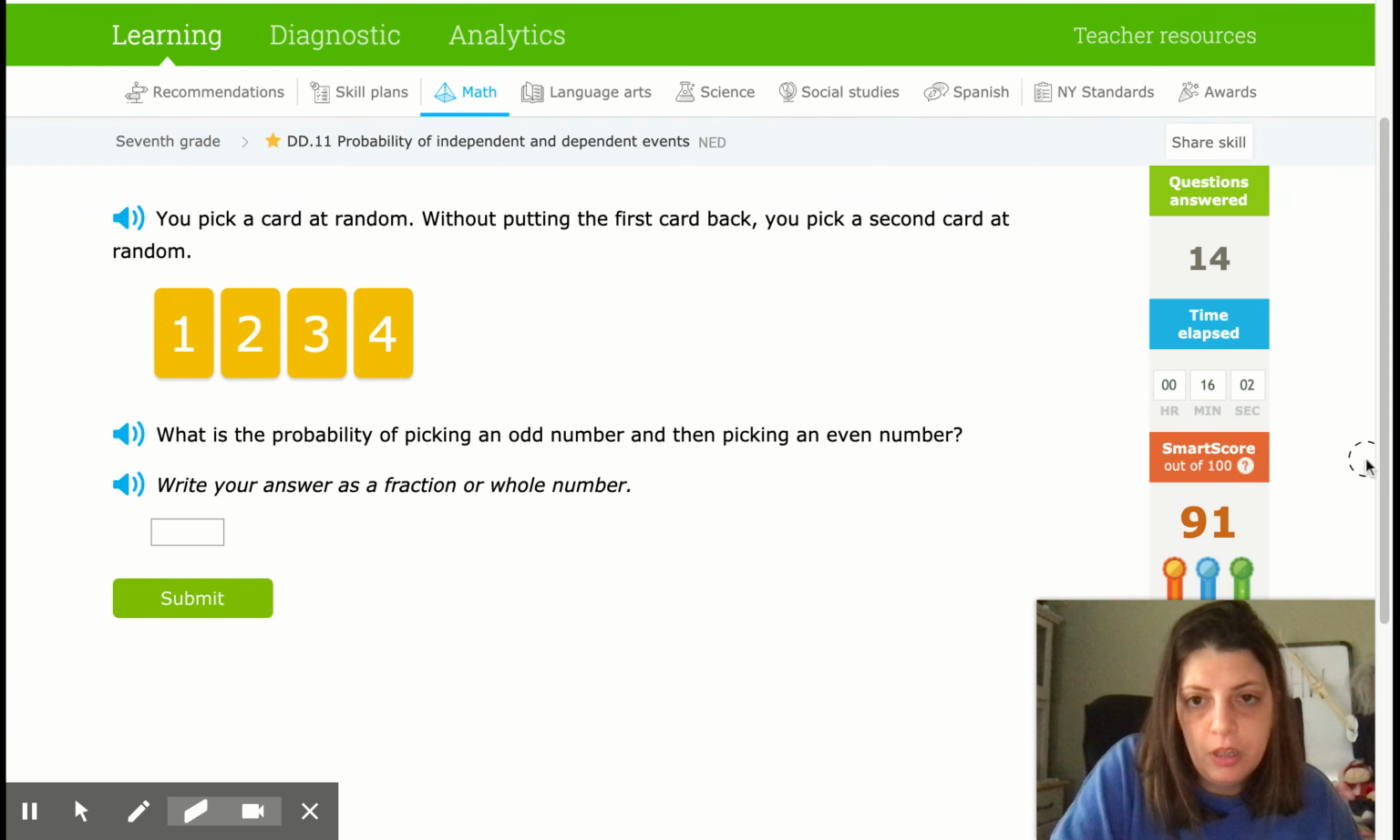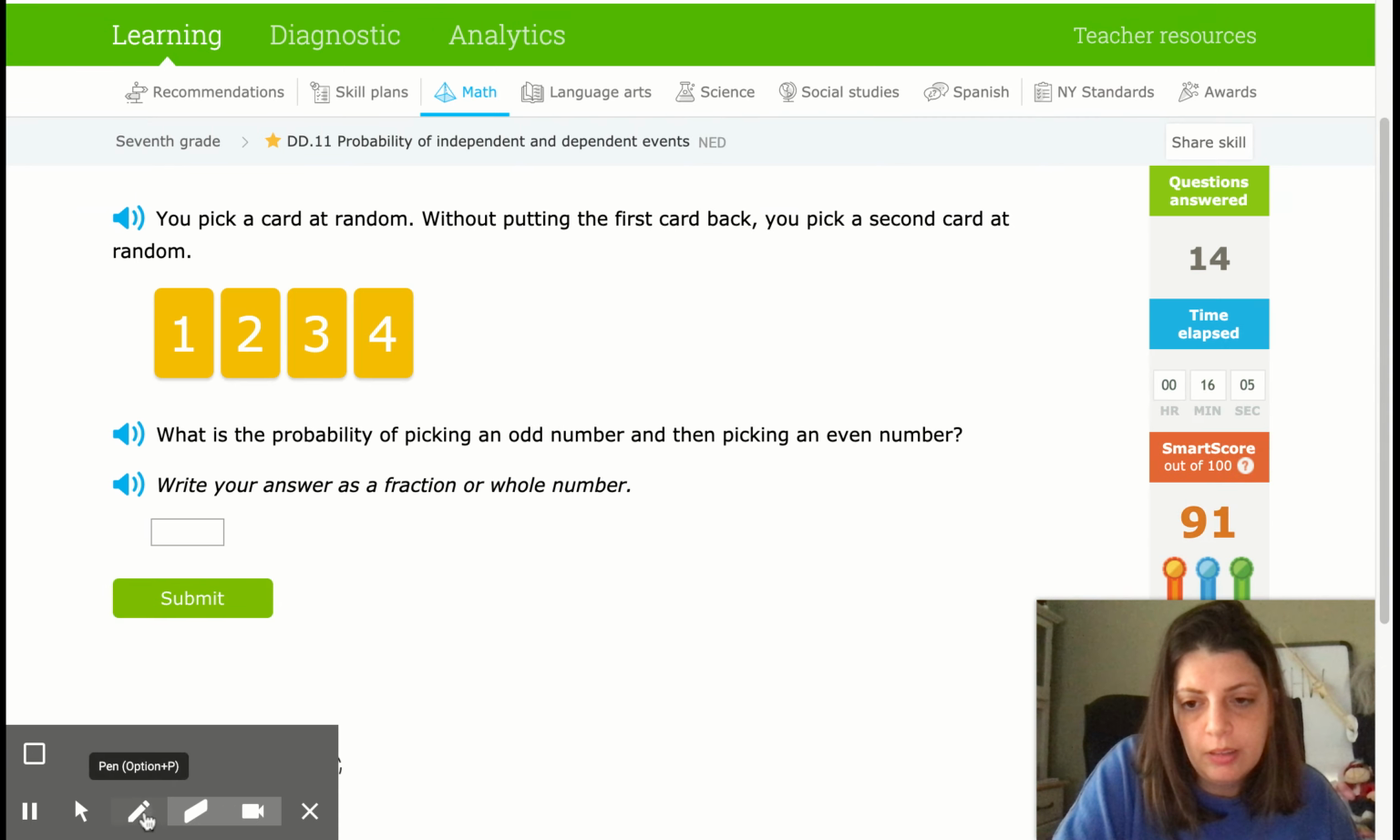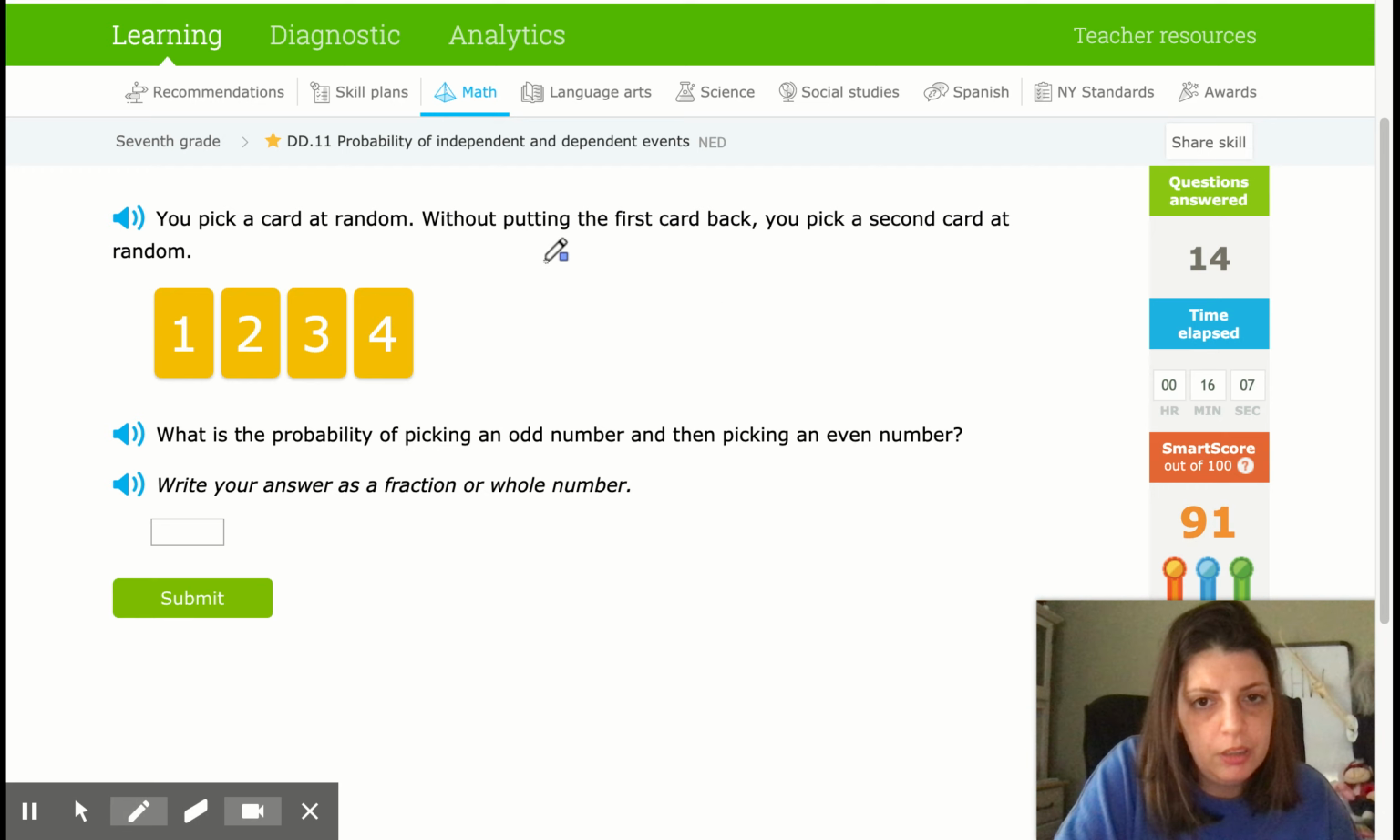All right, you pick a card at random. I'm not going to put it back. I'm going to pick a second card at random. What is the probability? So you have to read it without putting it back. Okay, what is the probability of picking an odd number and then picking an even number?